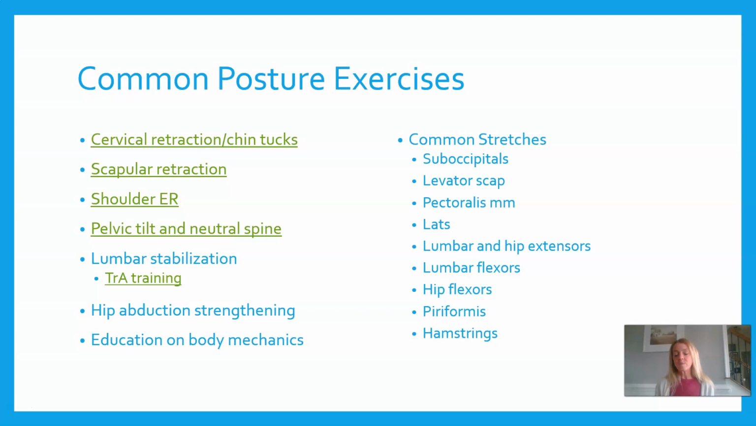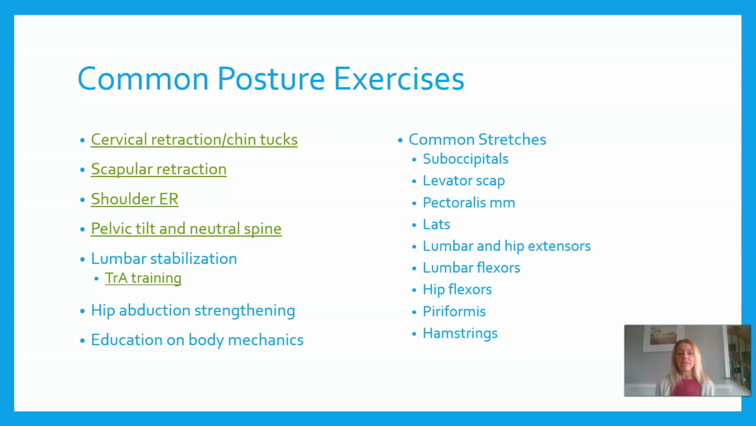So for the cervical spine, or really just for any type of poor posture, we'll do a lot of cervical retraction or chin tucks. We do a lot of scapular retraction, shoulder external rotation, because again, with that rounded shoulder position, that tends to put the shoulders in an internally rotated position. So we need to strengthen the external rotators just to be able to maintain neutral.